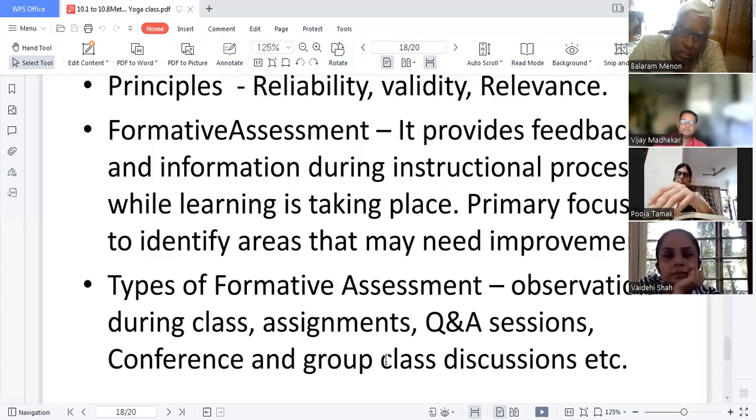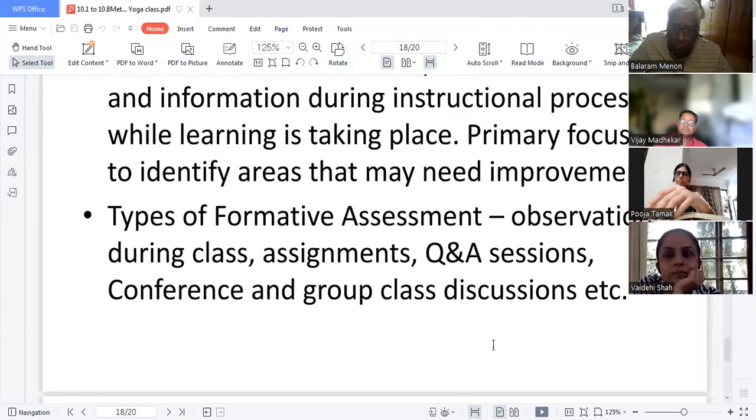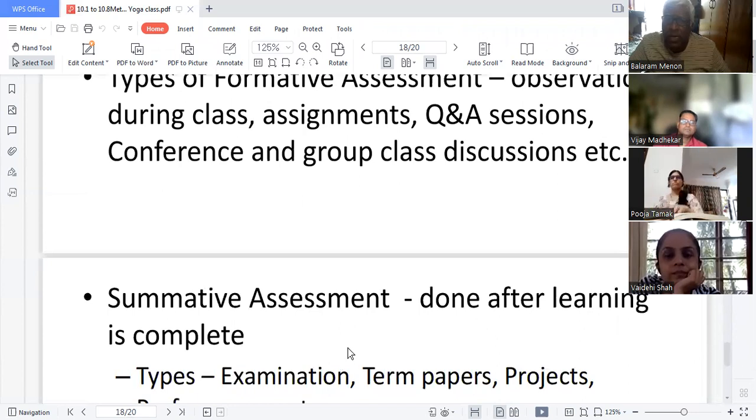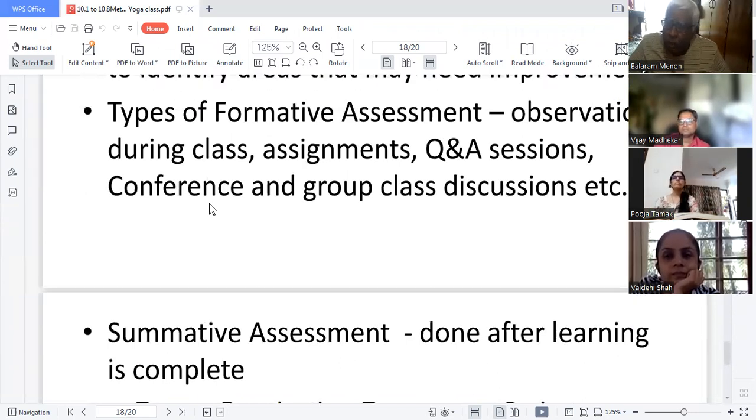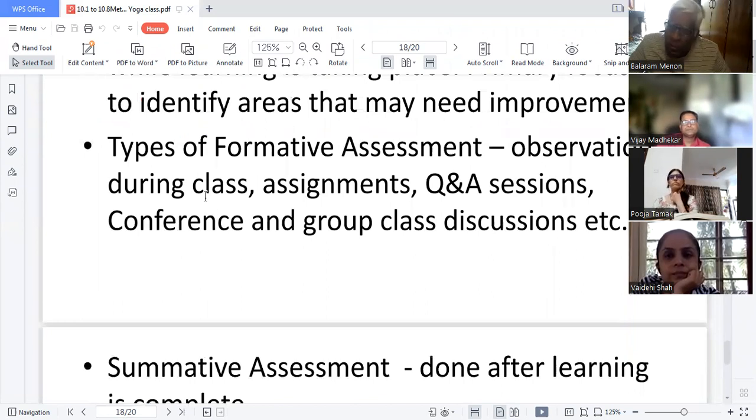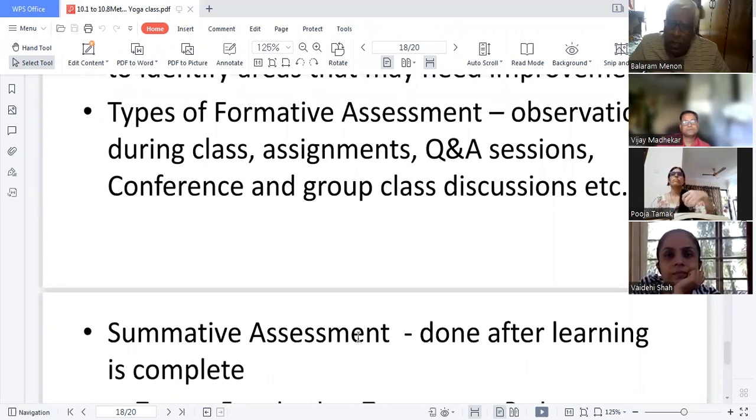Question and answer session, conference and group classes discussion, etc. Summative assessment is done after the learning is completed. This is during the process of 1 month or 2 months. After the process is completed, detailed question and answers will be taking place. We will come to know by question and answers what is the advantage. We will come to know where we stand, whether all teaching is perfect or not at a teacher's end.